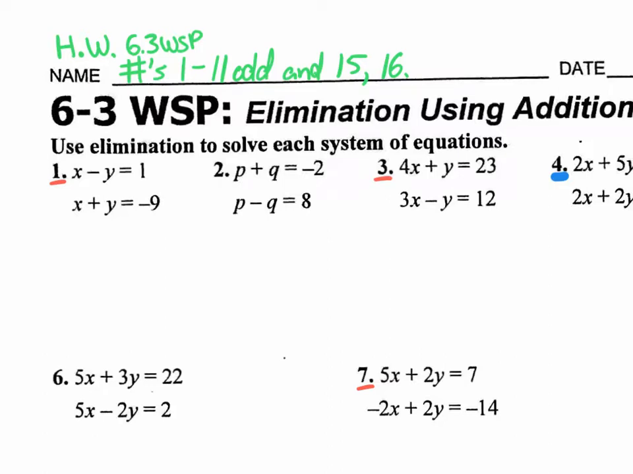The assignment is to do numbers 1 through 11 odd and also 15 and 16. So if you were in my morning classes, I didn't even write that assignment on the board. You don't have to do all of them. If you did, that's great, more practice. But we're only having to do the odd ones.